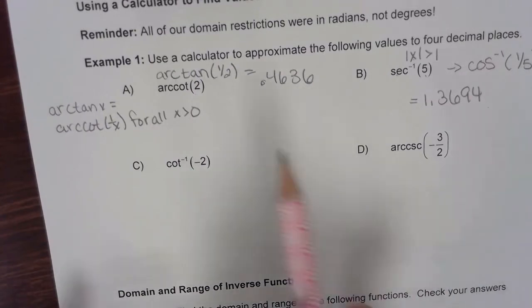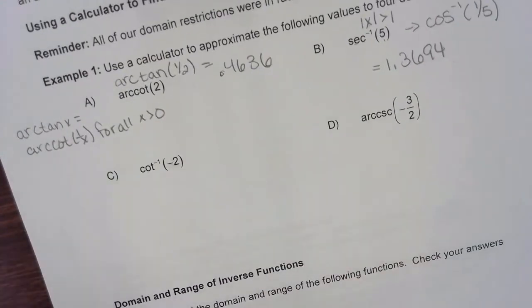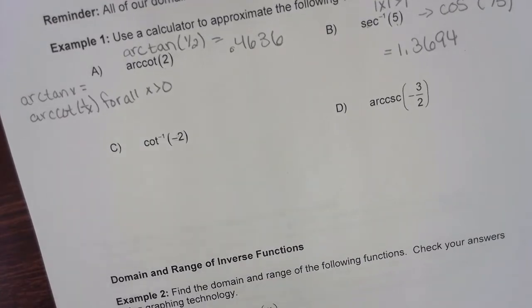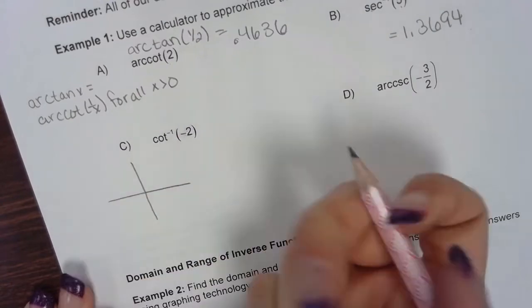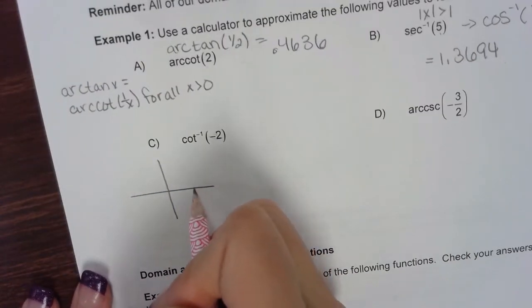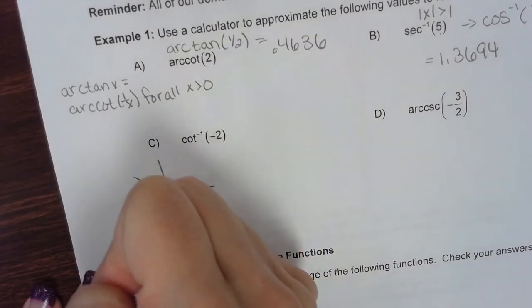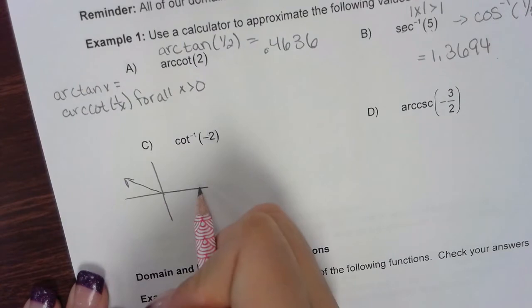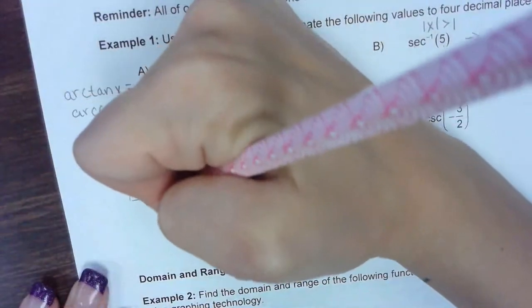Alright, I'm glad I wrote this down here because we have an issue, right? Our x is not greater than 0, so we have to think about this in a different way. Cotangent is from 0 to pi, so if we were talking about -2, it would be somewhere in the 2nd quadrant. I know this because cotangent is the top half of the unit circle.